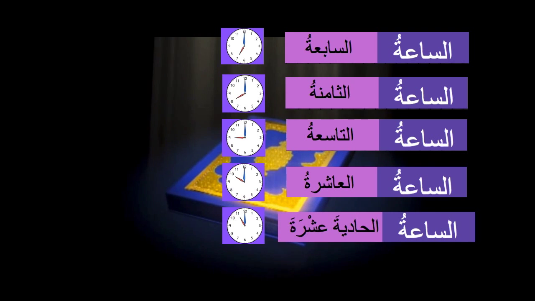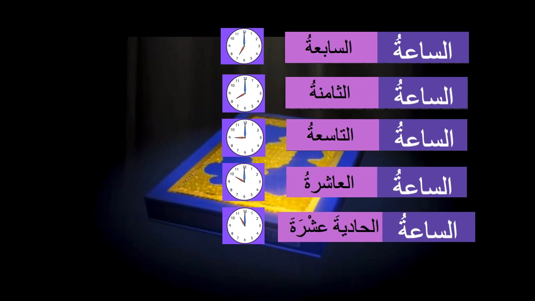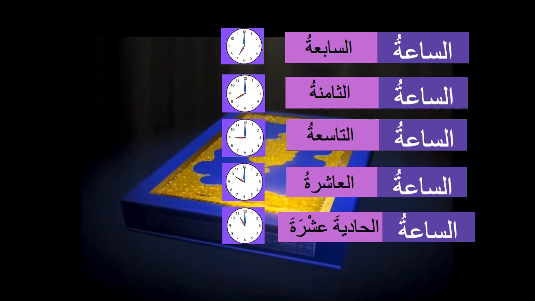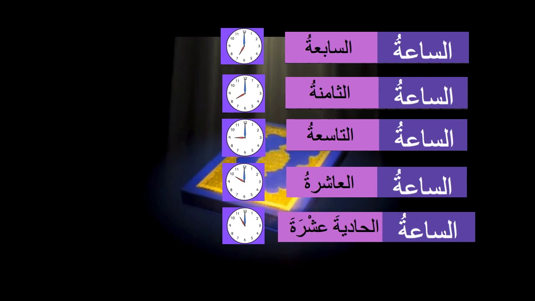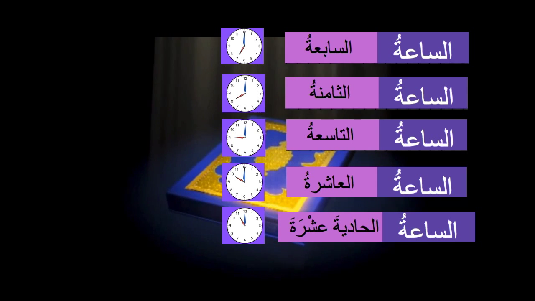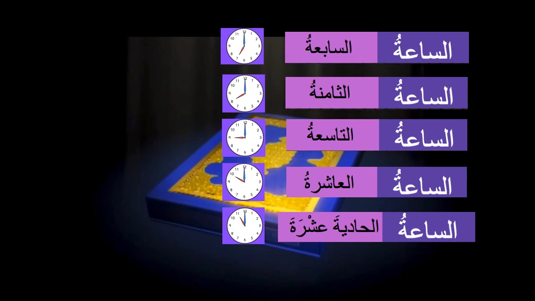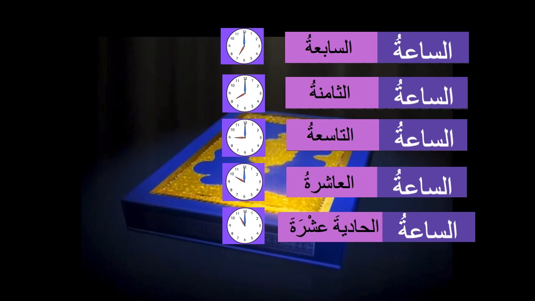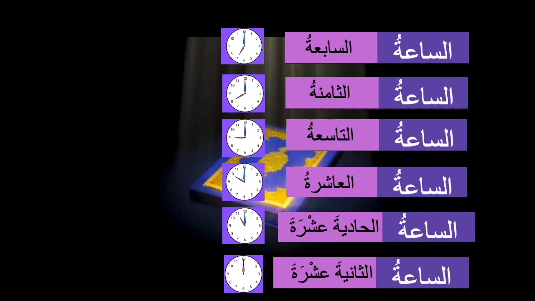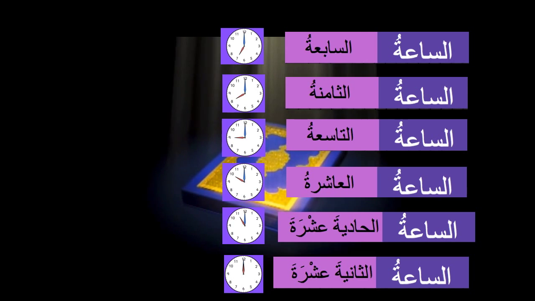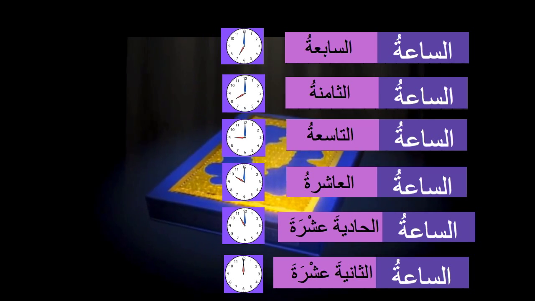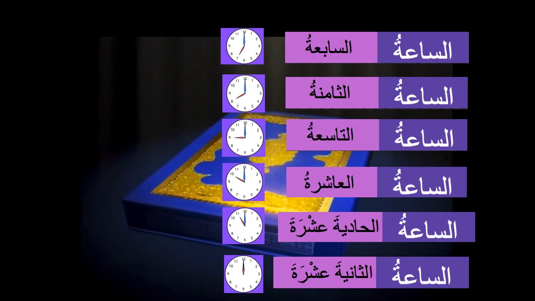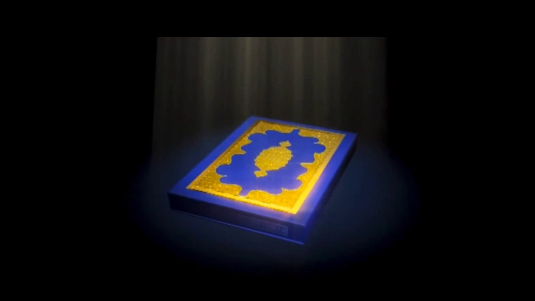And 11 o'clock, how do we say? 11 o'clock will be as-sa'atul hadiyata ashara. So we use hadiya. Wahidun, and the feminine will be hadiyatun. So as-sa'atul hadiyata ashrata, all with fatha, mansub. And 12 o'clock will be as-sa'atul thaniyata ashara. The thaniyata comes from ithnain. So that's how we say the hours.